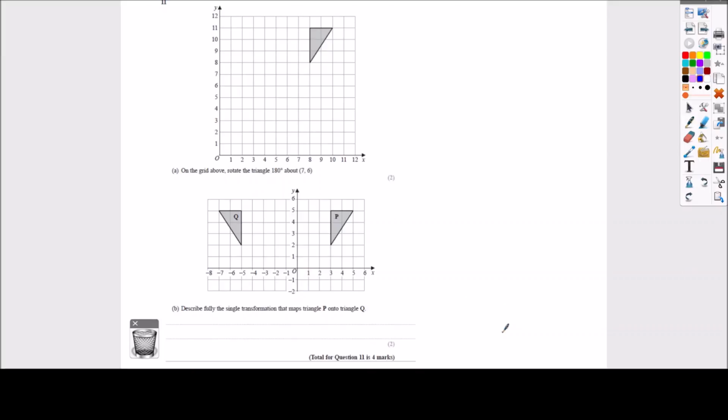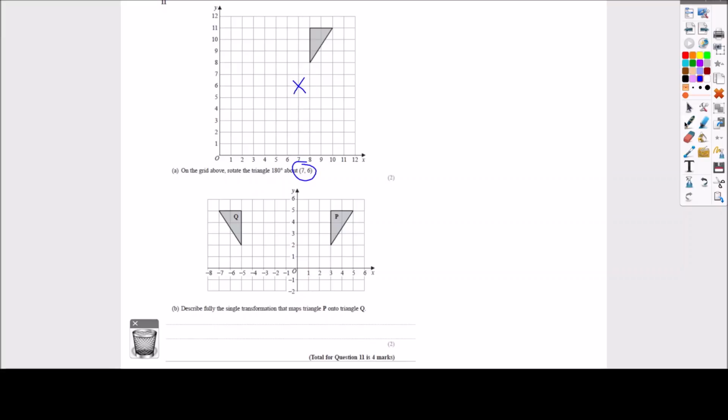Question 11. Rotate this triangle 180 degrees about the point (7, 6). Now this is quite hard to do without using tracing paper, which you will be doing, so I'll just talk you through the principles. First of all, get your center of rotation, which is the coordinate (7, 6): 7 along the corridor, 6 up the stairs.